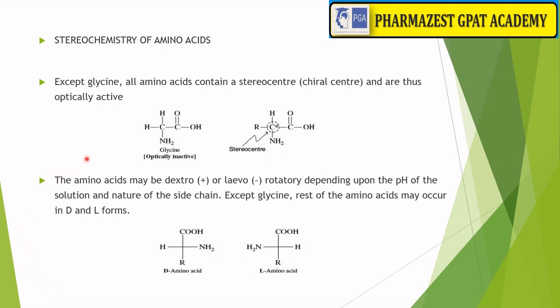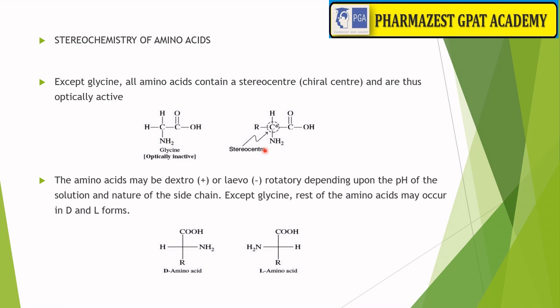See the difference. In glycine, due to the presence of 2 identical atoms on the carbon, this carbon cannot be taken as a chiral center, whereas in other amino acids there is a stereo center because this carbon is attached to an R group where hydrogen is replaced by R. Next, amino acids may be dextrorotatory or levorotatory depending upon the pH of the solution and nature of the side chain. Except glycine, the rest of the amino acids occur in D form and L form.